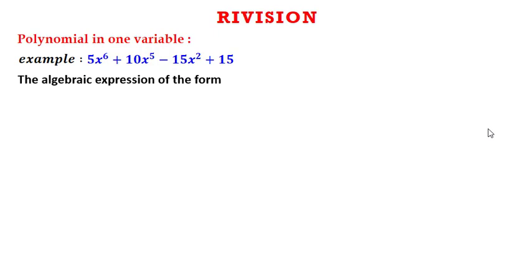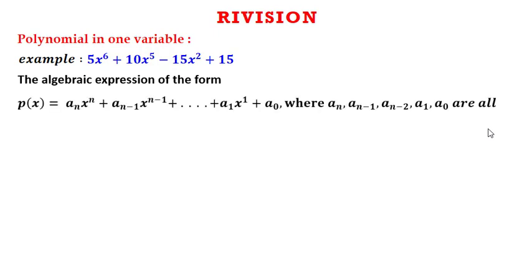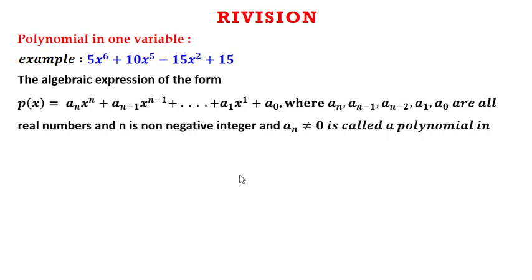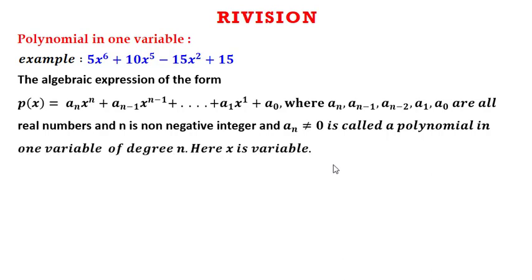So the algebraic expression of the form p(x) = a_n x^n + a_(n-1) x^(n-1) + and so on, till I get a constant term a_0, where a_(n-1), a_(n-2), ..., a_1, a_0 are all real numbers and n is a non-negative integer and a_n is not equal to 0, is called a polynomial in one variable of degree n. In this example, x is the variable.